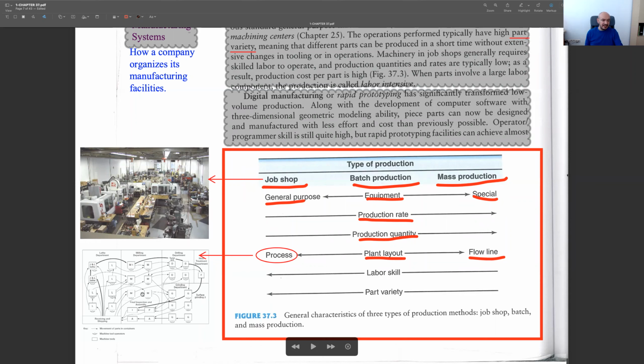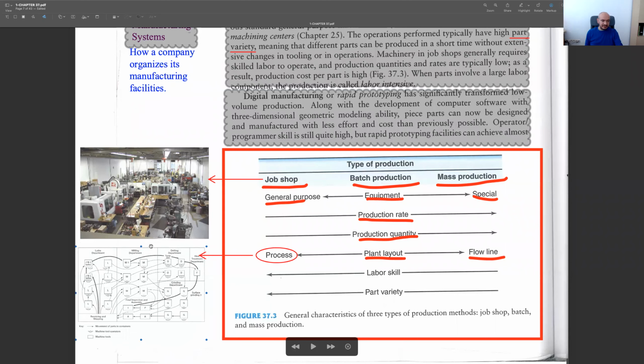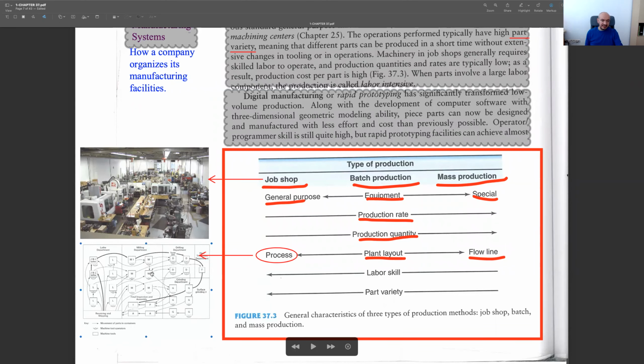For instance, we put the milling machines all together, drilling machines together, grinding machines, lathes. So we design the plant actually according to the processes. So this is the main difference between job shop and mass production.